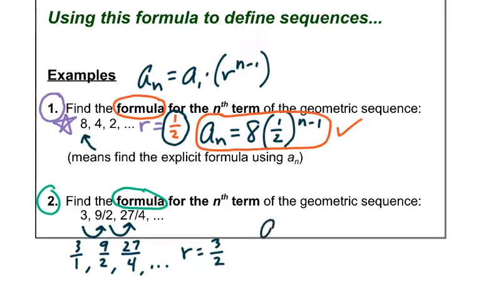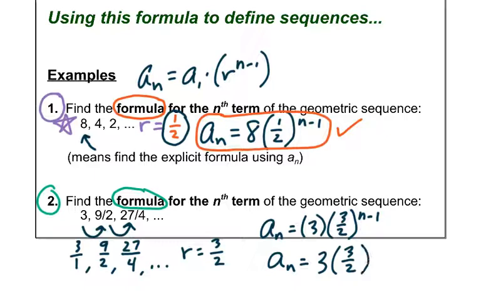Here we go, folks. The a sub n formula would be a sub 1, which is my 3, and my ratio would be 3 over 2, raised to the n minus 1 power. I use a lot of extra parentheses here, but if you want to write it like this, with just the 3 in the front like that, that's absolutely fine. Both answers are totally legit. And again, we're finding the formula, so we leave the n in there.